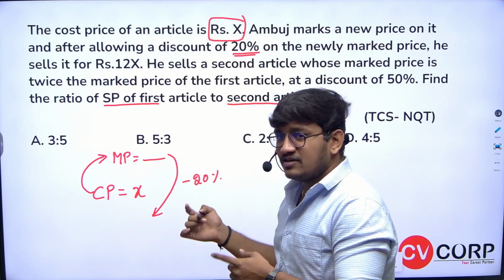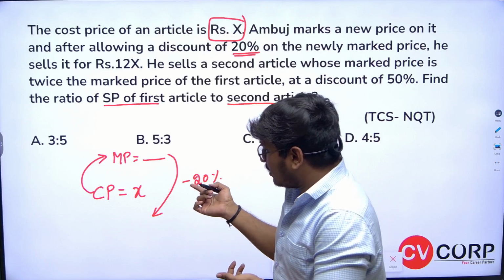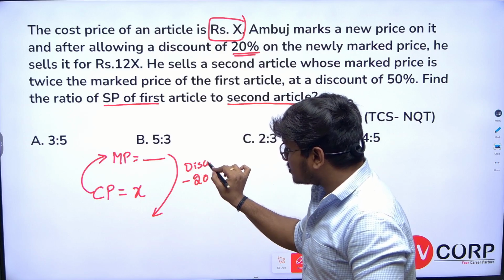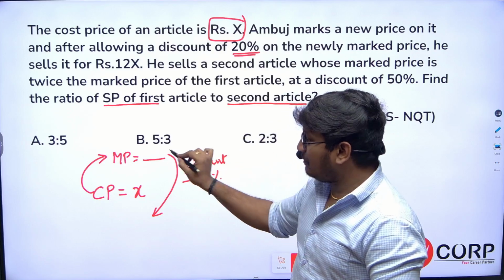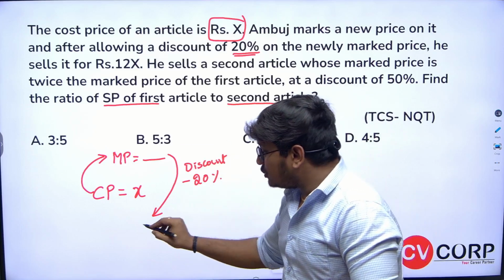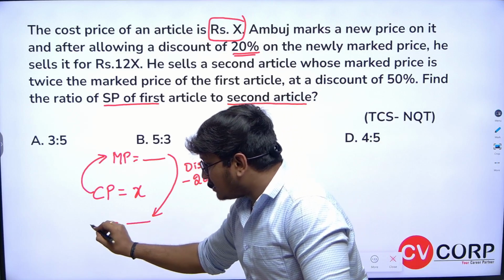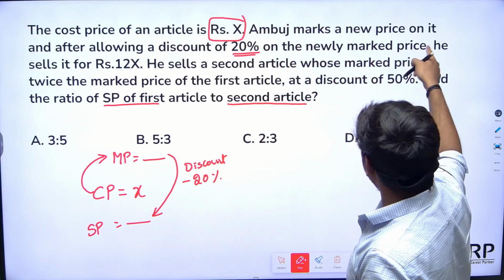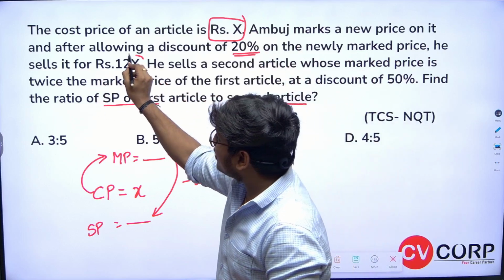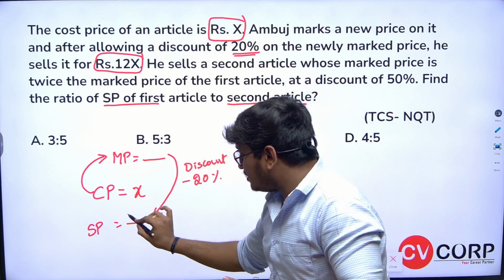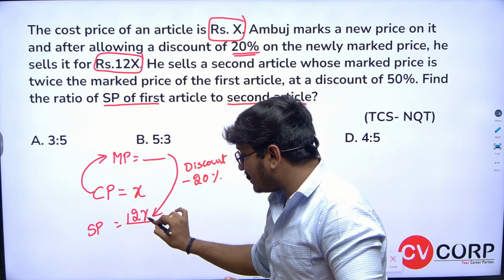Don't doubt, like, sir, why are you taking a negative value? Because it is a discount. So discount will always be removed from market price. After removing the discount from market price, the value which you get is called selling price. So they clearly mention that after allowing 20% discount on the newly marked price, he sells it for 12x rupees. Again, one more clue they have given. So this value is 12x rupees.